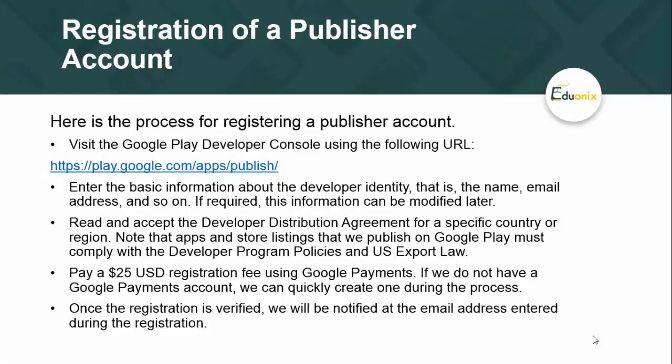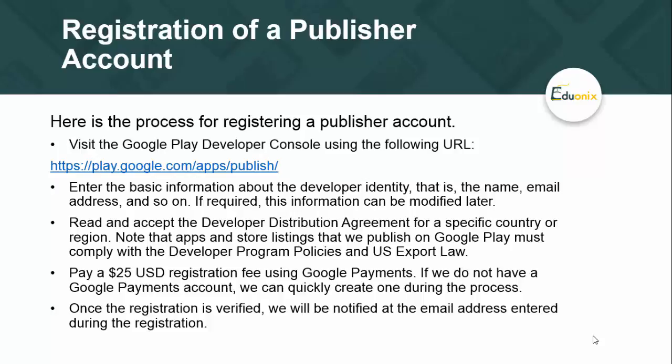To register a publisher account, we need to visit the Google Play Developer Console. Here's the process for registering a publisher account. Visit the Google Play Developer Console using the following URL: https:/play.google.com/apps/publish. Enter the basic information about the developer identity, that is, the name, email address, and so on. If required, this information can be modified later. Read and accept the developer distribution agreement for a specific country or region.